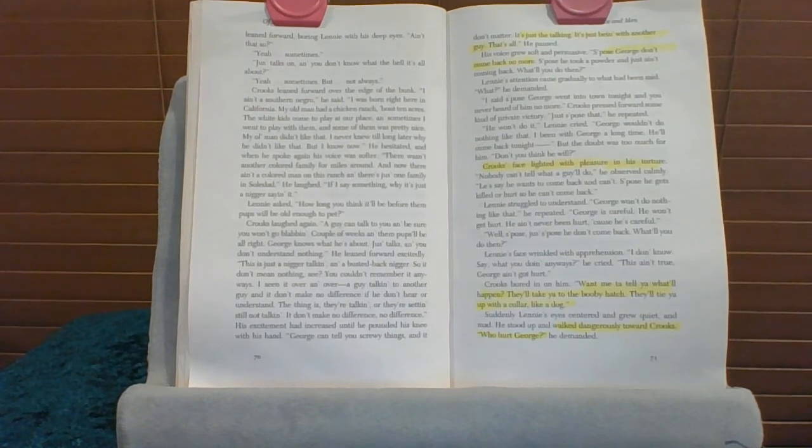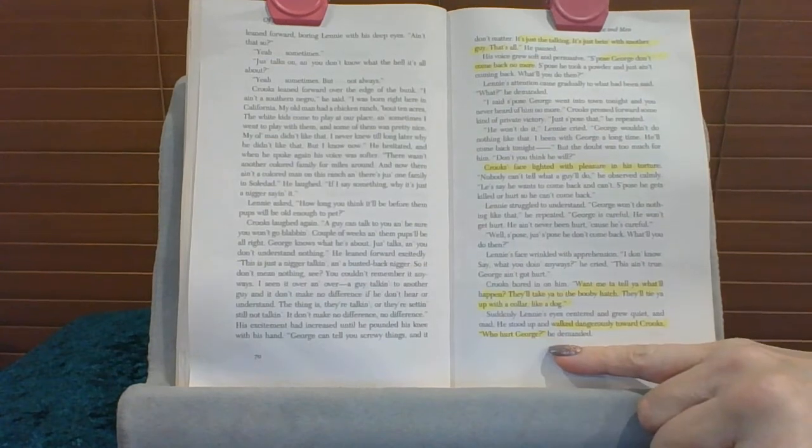"Suppose George don't come back no more." We see a different side of Crooks here as he begins to cruelly suggest that George will not come back. He continues to enjoy torturing Lenny, almost delighting in seeing Lenny become more and more upset at the thought, until Lenny becomes angry, walks dangerously close to Crooks and threatens him. "Who hurt George?" We see that towards the end here.